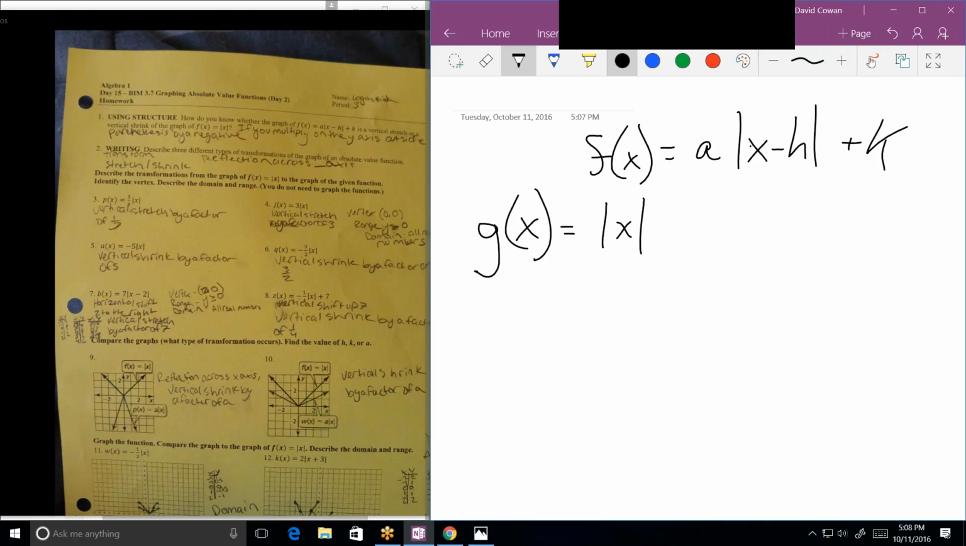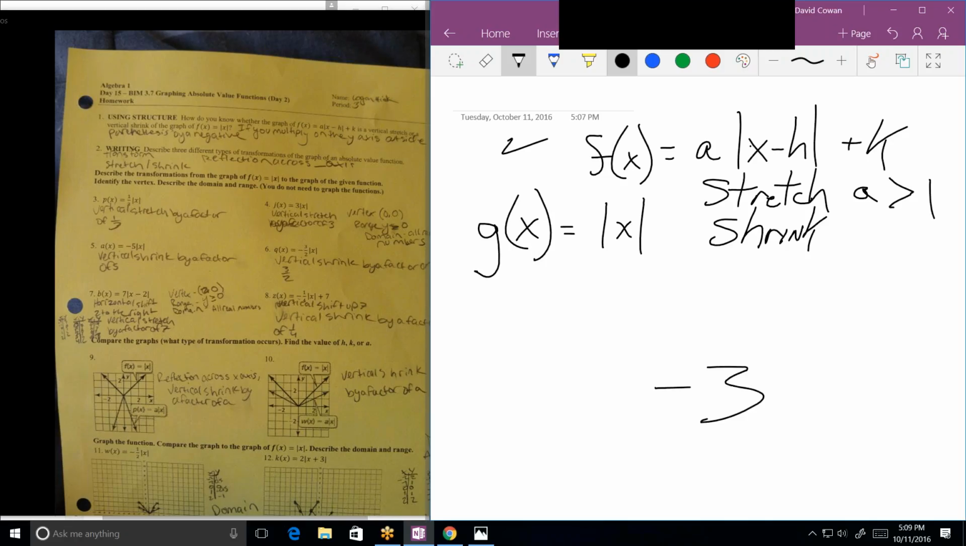You would know by... well, for one thing, there's only one letter that matters in this one. Right, A. It's a stretch if a is what? Positive. No, greater than 1. Oh yeah, great. Sorry. Stretch if a is greater than 1. It's a shrink if what? It's less than 1. Not just less than 1. If a was minus 3, that would not be a shrink. It would be between 0 and 1.